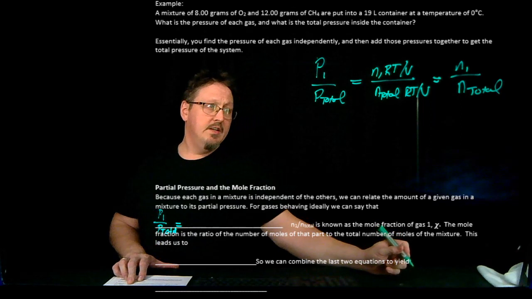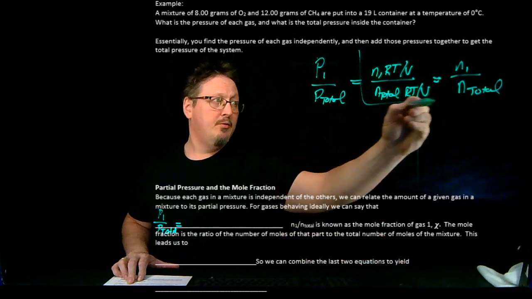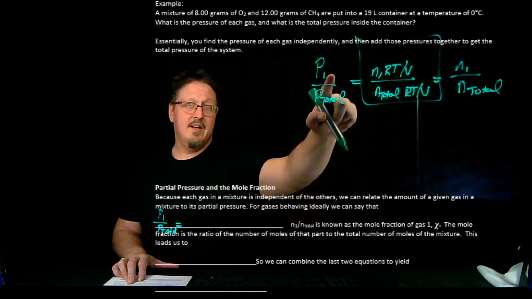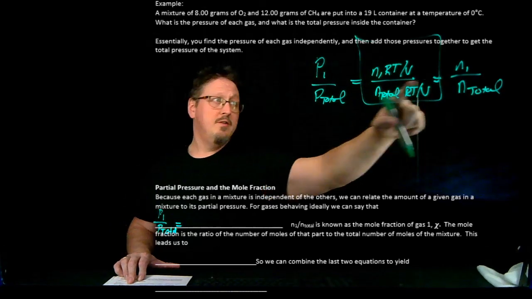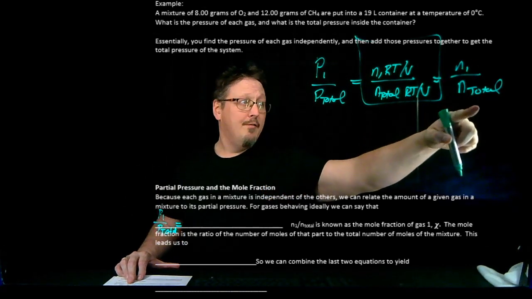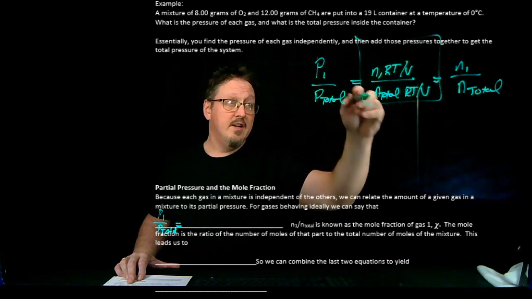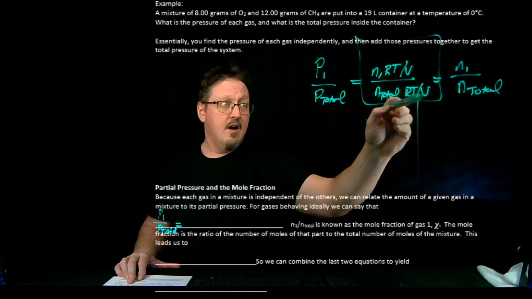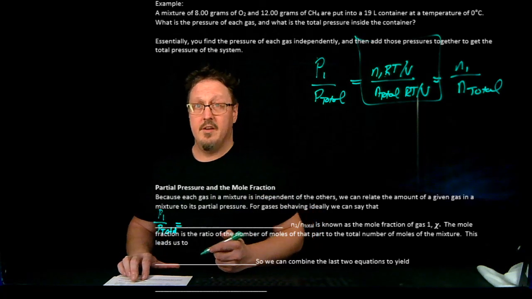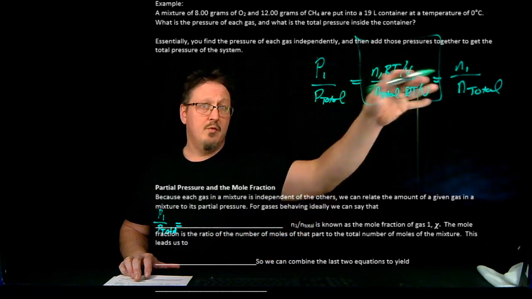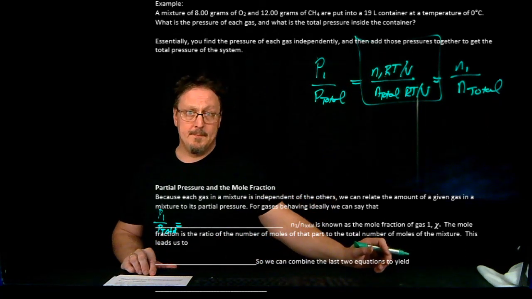Really, we just take this middle lump out, and we say that the pressure 1 divided by the total pressure is going to equal N1 divided by the N total, because all of this stuff is essentially going to be a constant. The RT divided by V all drops out of the equation, and it leaves us a more useful tool that we can use to get that done.